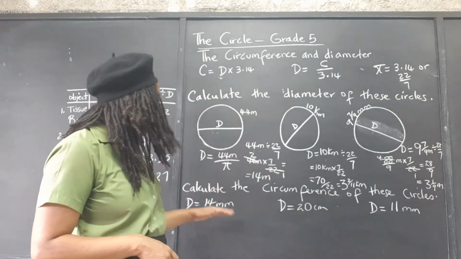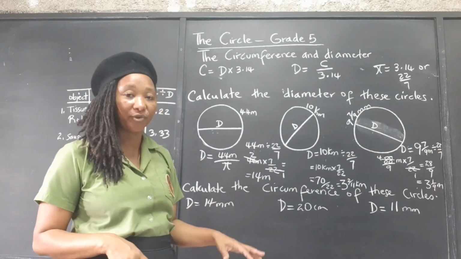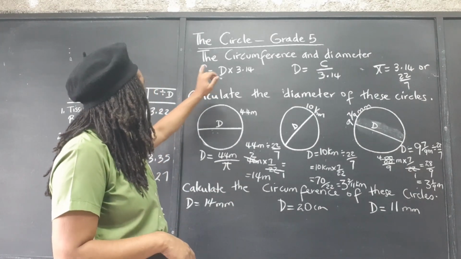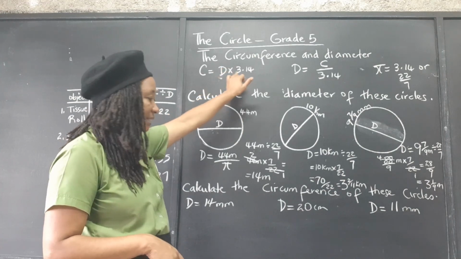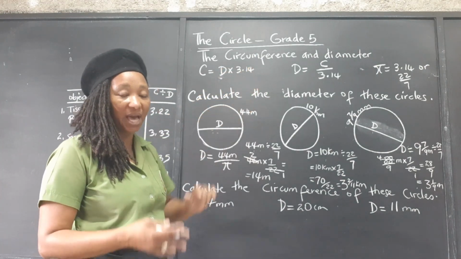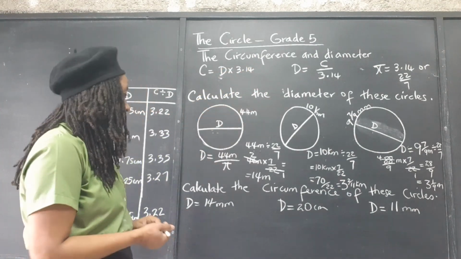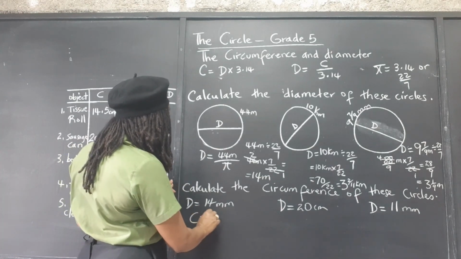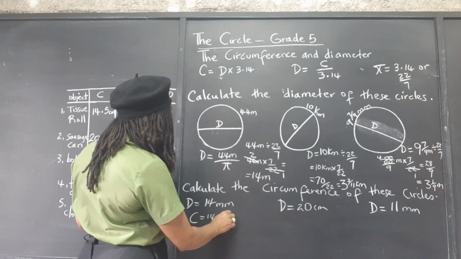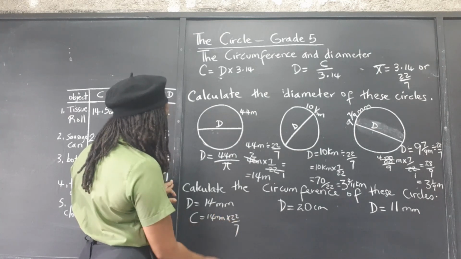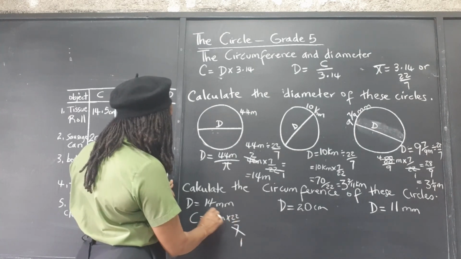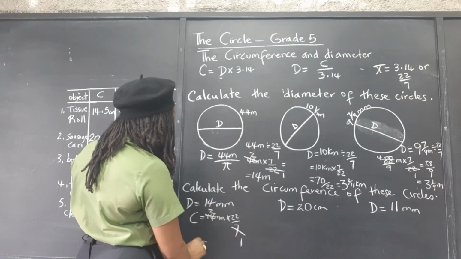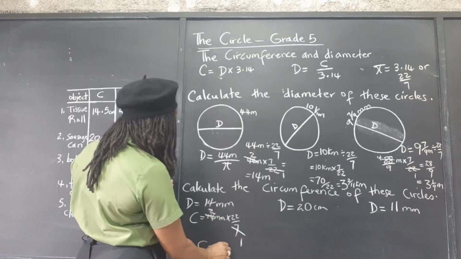So now we're asked to calculate the circumference. So remember, the circumference is the diameter times pi. So if the diameter is 14, then the circumference would be 14 times 22 over 7. 7 cancels into 14 2 times, and 2 times 22, that's 44 millimeters.